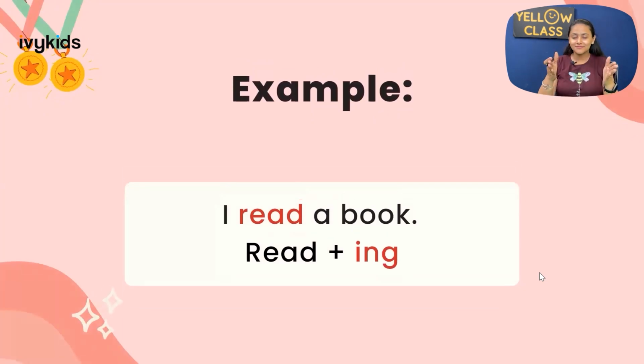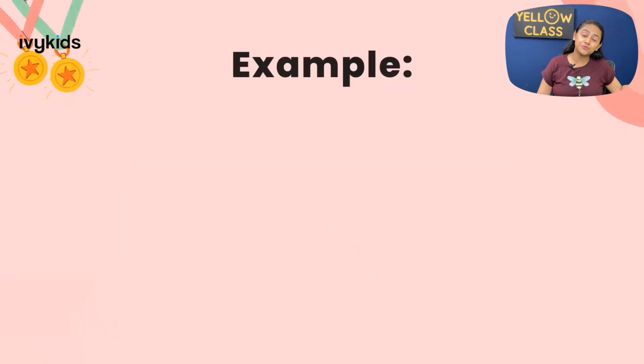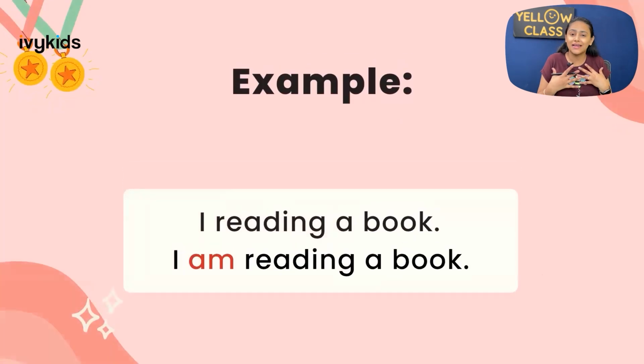Let's have a look at another example. I read a book. Read plus ing, right? What does it become? Reading. I read a book means I'm talking about a habit that I have. I have a habit to read. But when I am adding ing in that, I need to put am after I, because this am will help me to create a sensible sentence, a sentence with correct formation.